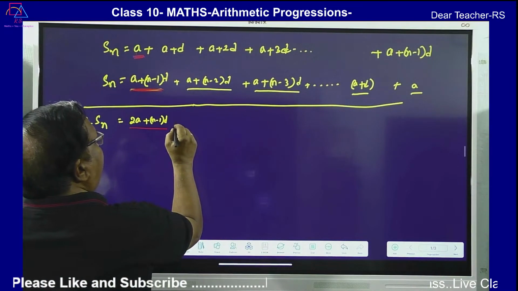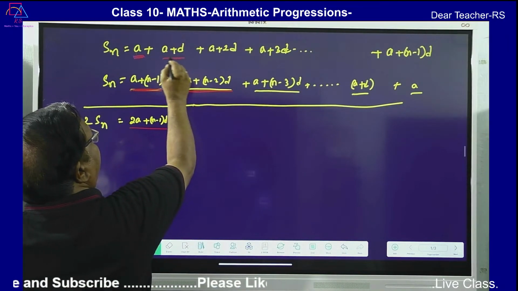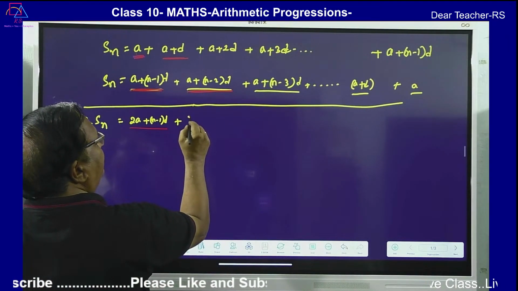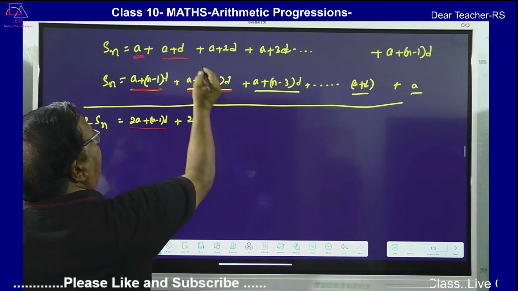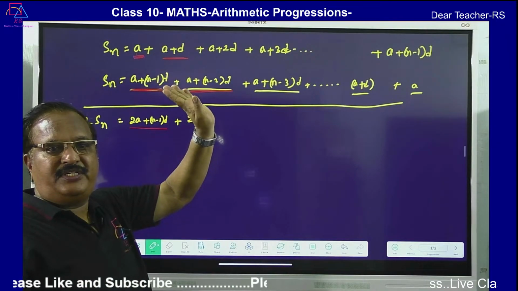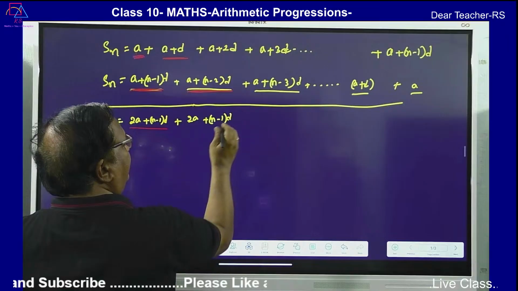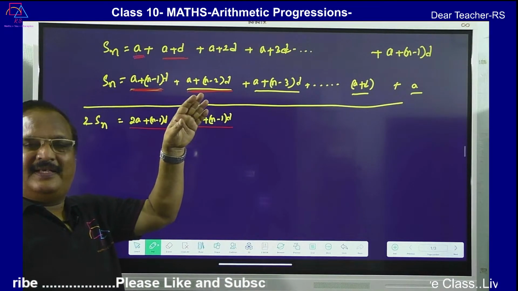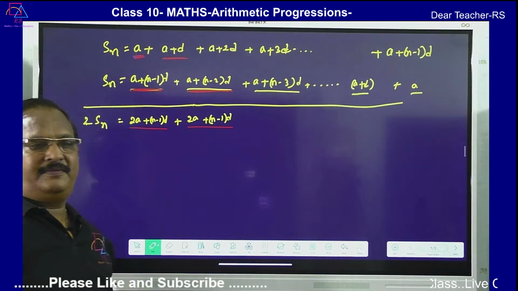Let us go to the next. Now I have to add these two, second term and second term. Then again a and a, it will become 2a. Now n minus 2 into d, and d. So minus 2d plus d, minus d. That means you will be getting n minus 1 again. This is the sum of the second terms. They are not in the same line, that is why I am giving you a separate color.